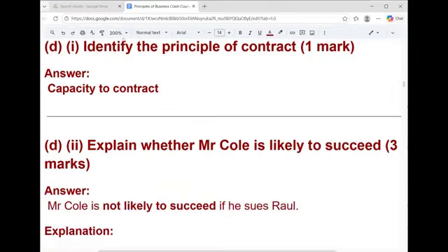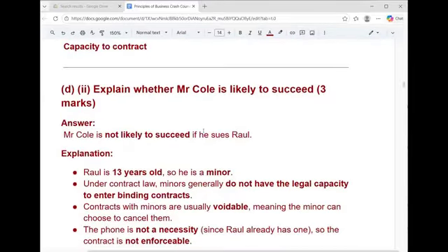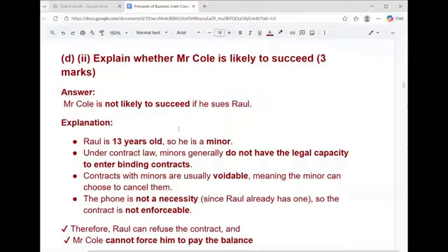So the next part is saying, explain whether Mr. Cole is likely to succeed, meaning to sue Rahul if he breaches. Breach means to break and not follow through with the contract. So Mr. Cole is not likely to succeed if he sues Rahul. And I said the main issue is because of his age. Everything else would have been fine.